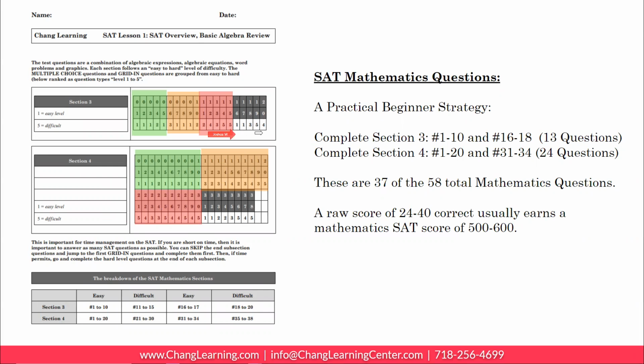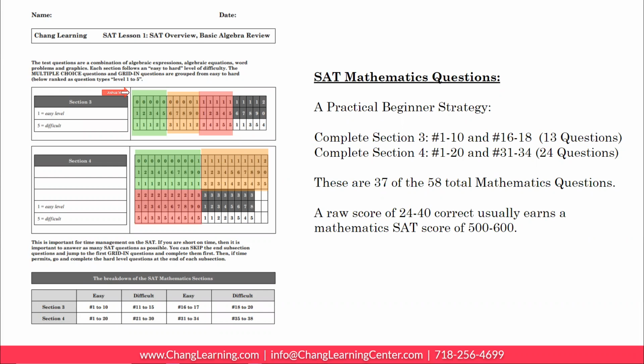Then when you go to the grid-ins, which are not multiple choice, you have to write out your student response in the bubbles. You'll see that the first half are usually levels 1 to 3, and the second half of the set are the harder problems. So again, the first half is levels 1 to 3, and the more difficult problems are usually at the end. Although the writers of the SAT have some crossover, this is the basic floor plan, the basic map of the difficulty of questions.